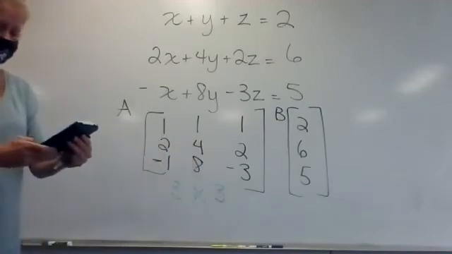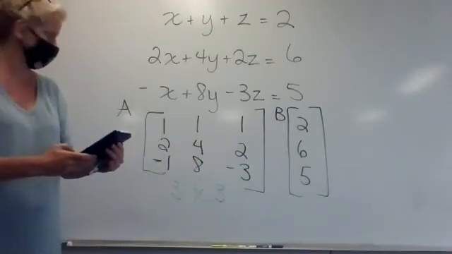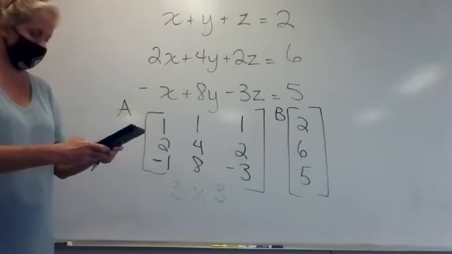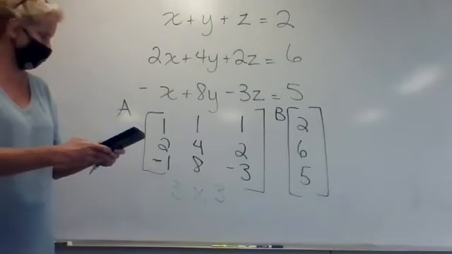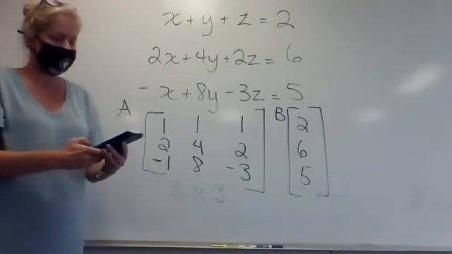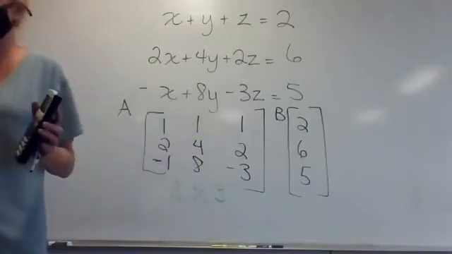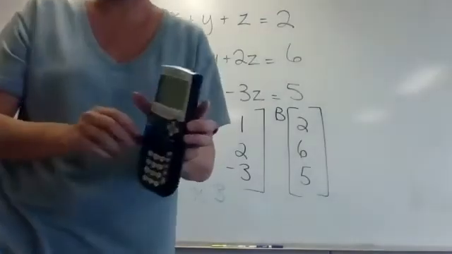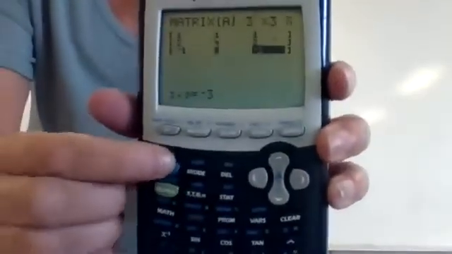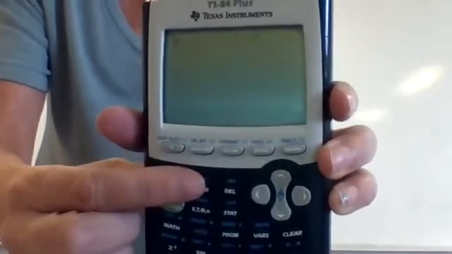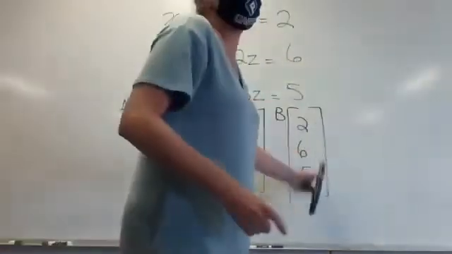Second row, 2, 4, 2. Third row, -1, 8, -3. So here's your first matrix. And then quit. So second, quit. Now I want to make this B matrix.